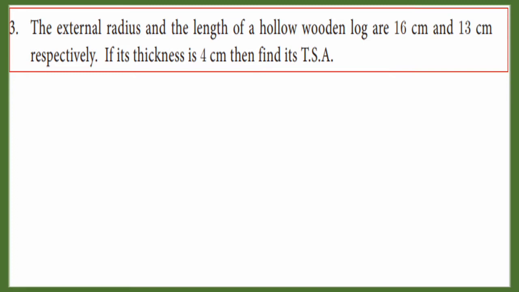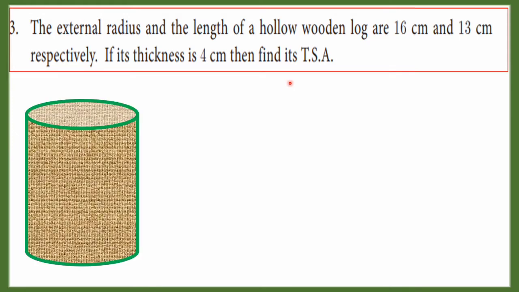Exercise 7.1, third sum. Read the question one or two times, then only you can understand what is given. External radius is given: external radius 16 centimeter, and the length of a hollow wooden log. What is meant by length? Length is nothing but the height of the cylinder, that is 13 centimeter, and its thickness is given as 4 centimeter. We have to find the total surface area. See this diagram. This is a hollow wooden log. The external radius 16 centimeter and height 13 centimeter.